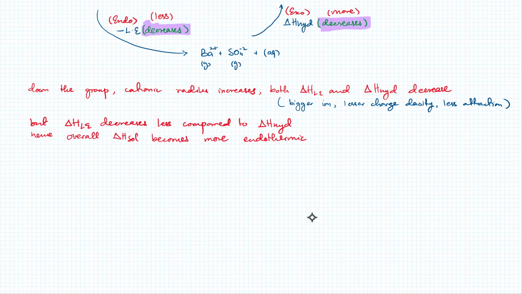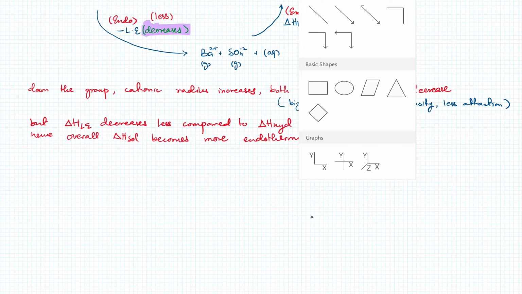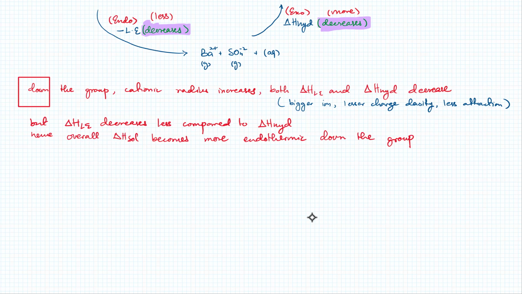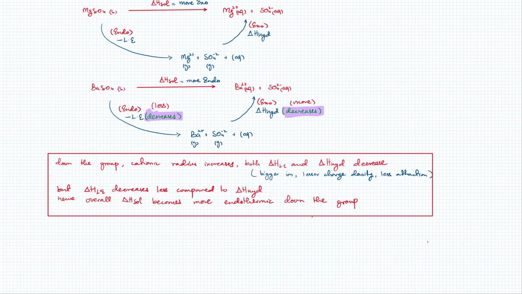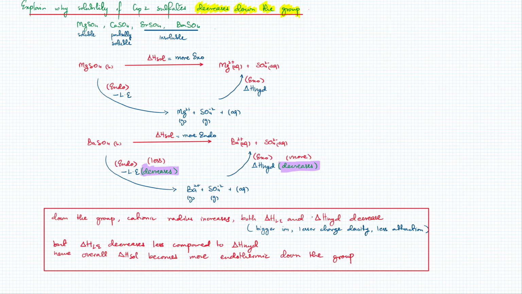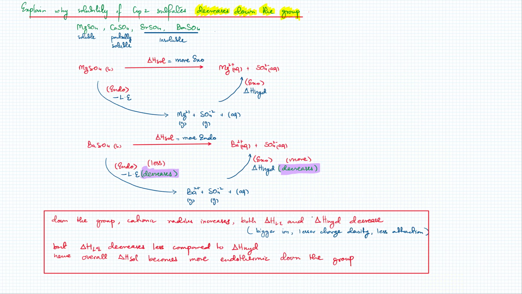Or you can also write less exothermic down the group. So it's becoming less exothermic down the group. And that's it. So this is your answer. That's your 4-mark answer for this question. You're going to get exactly the same type of question over and over again: why does the solubility of group 2 sulfates decrease down the group?